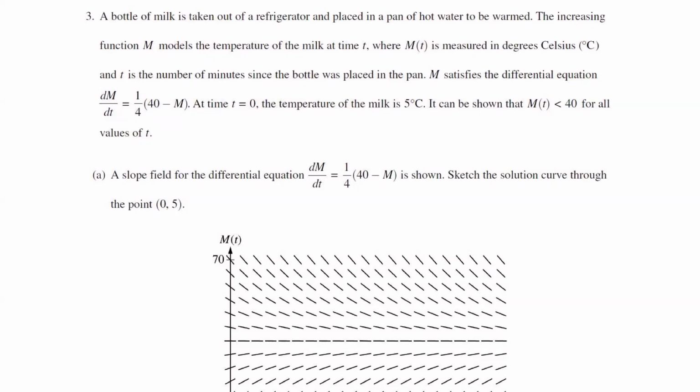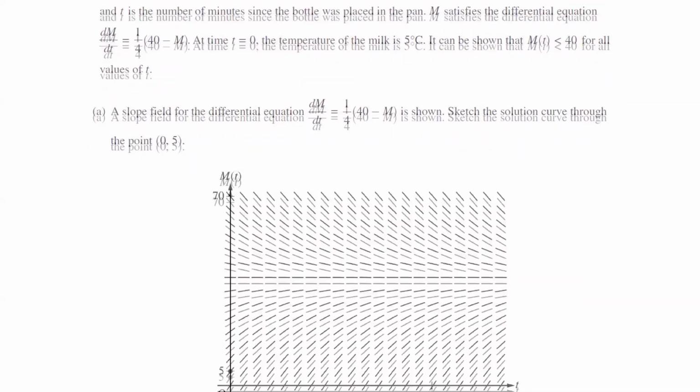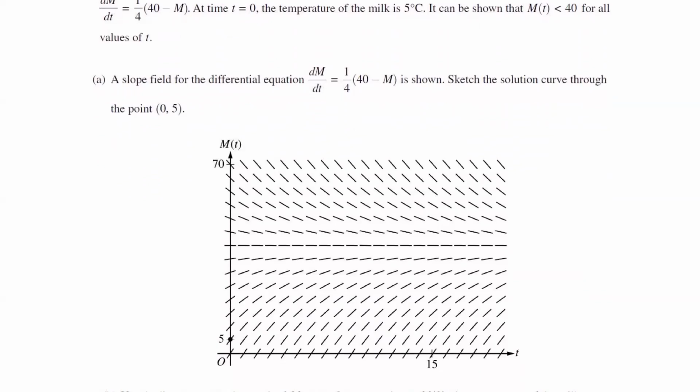We are given the initial condition that at time t = 0, the temperature of the milk is 5 degrees Celsius. It can also be shown that the temperature is less than 40 for all values of time t. The first question: a slope field for the differential equation is shown, and we need to sketch the solution curve through the point (0, 5), which is already marked here.